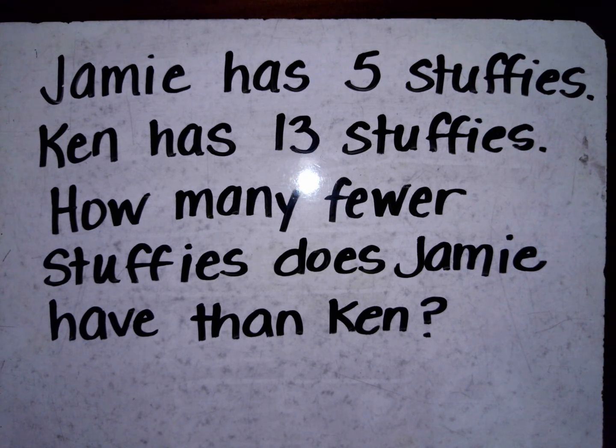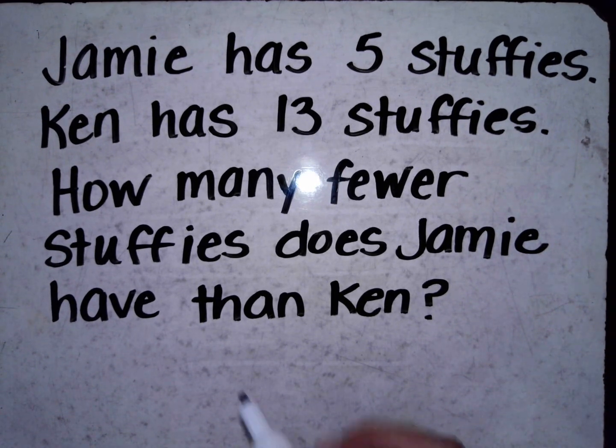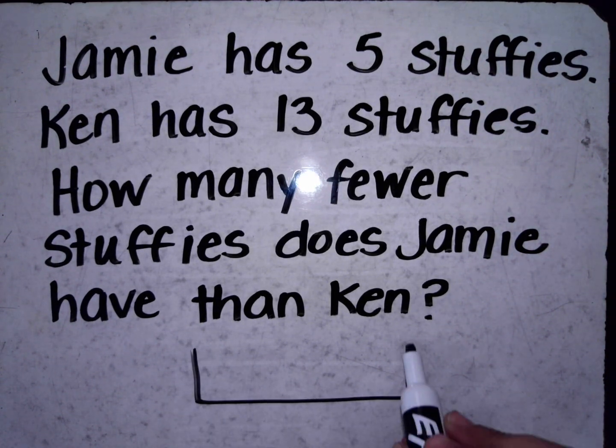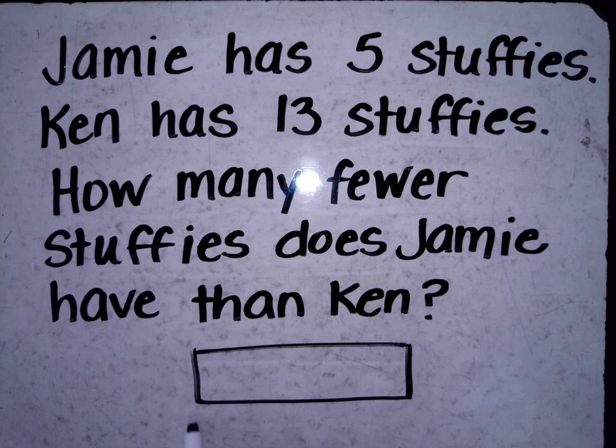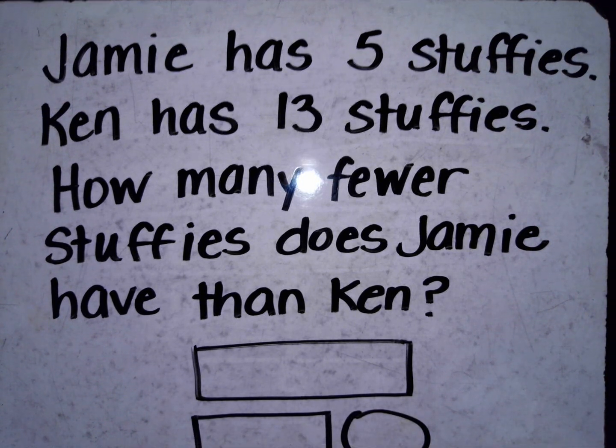So it says Jamie has 5 stuffies, Ken has 13 stuffies. How many fewer stuffies does Jamie have than Ken? So we are going to start by getting our comparison bars ready. So that means I'm going to draw my big rectangle and then my one small rectangle and my circle.